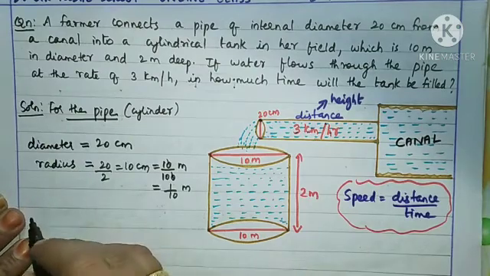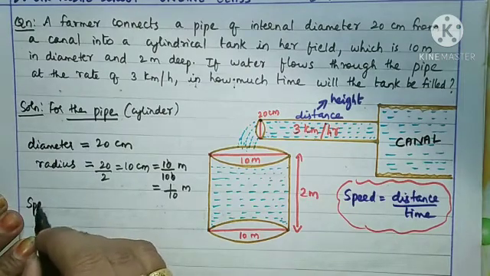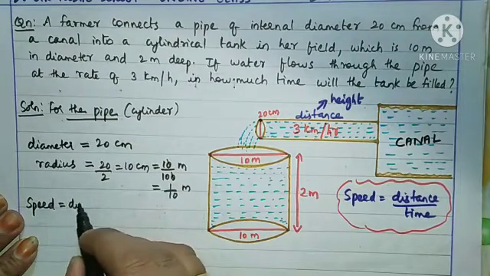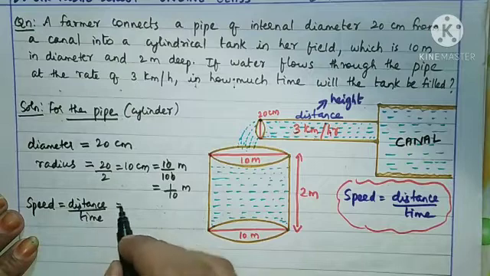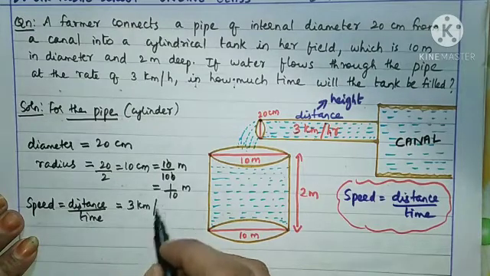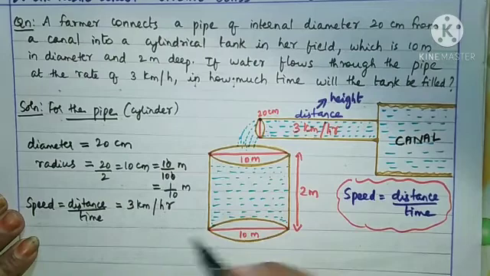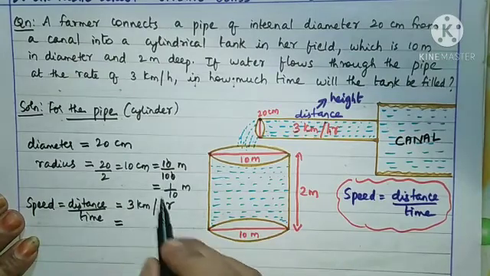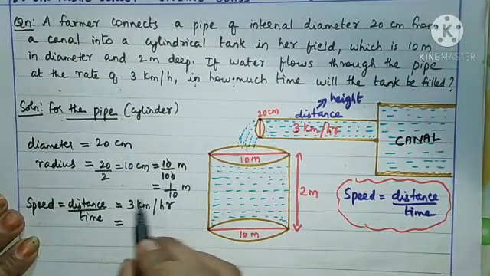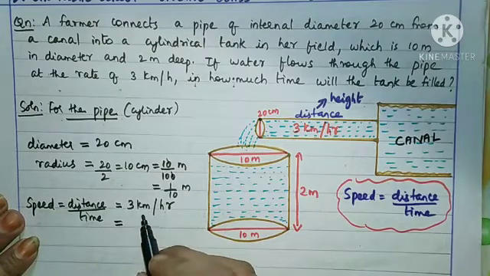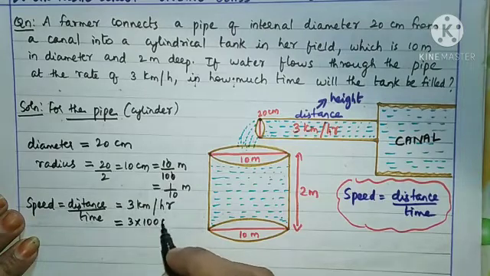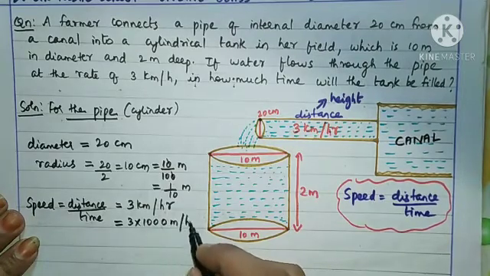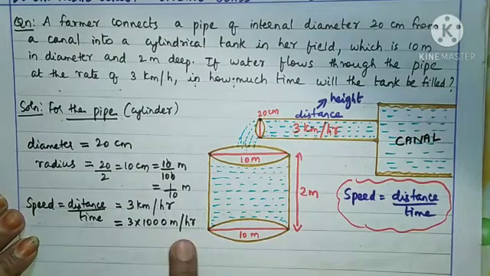Now what do you know? Speed. Speed is equal to distance by time. So it is given speed of the water 3 kilometers in 1 hour, and that is the length, height of the cylinder taken. And here also kilometer, convert into meter, multiply by 1000. So 3 into 1000 meters per hour. That is the height of the cylinder taken.